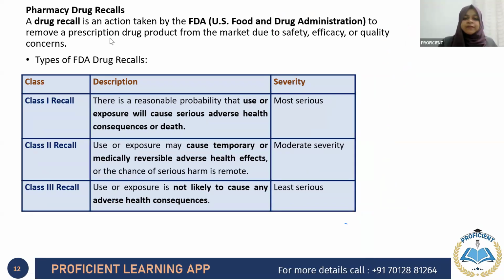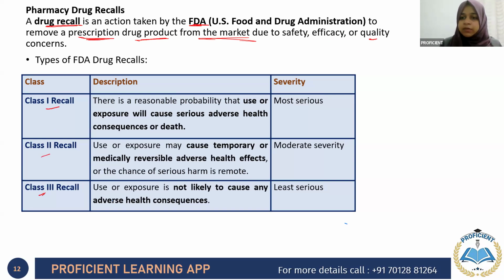Sometimes you might have seen that some problem is there with the batch and we have to recall the drug from the market. Recall, right? So drug recall is the action taken by the FDA to remove prescription drug products from the market, because they're concerned with safety, efficacy, or quality. So there are three different types of recalls from the market: class 1, class 2, and class 3.